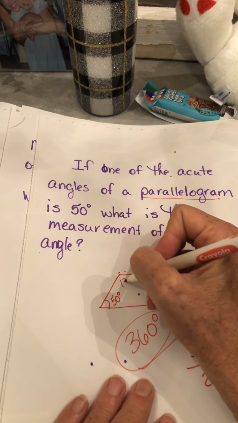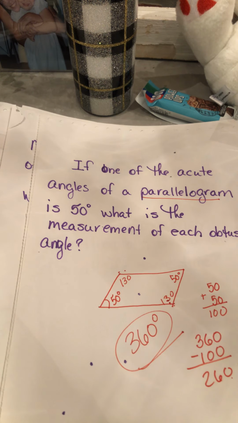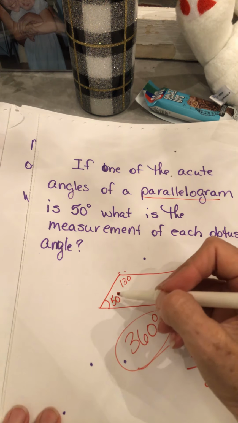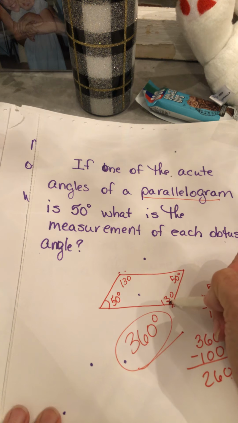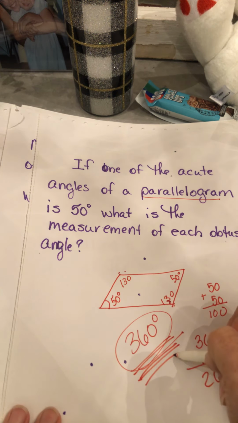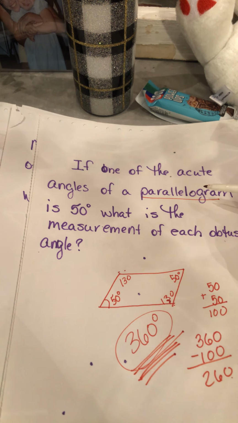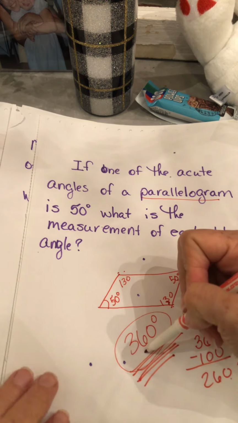So that means this is 130 and this is 130. And if I wanted to check myself, I could say 130 plus 50 plus 50 plus 130 and add them up. And they should give me 360. So a parallelogram, a rectangle, a square, a rhombus, and a trapezoid, they are all going to equal 360 degrees.